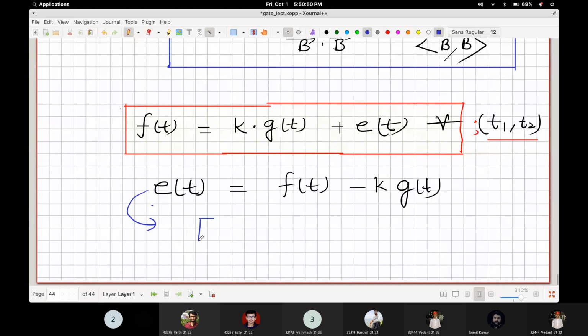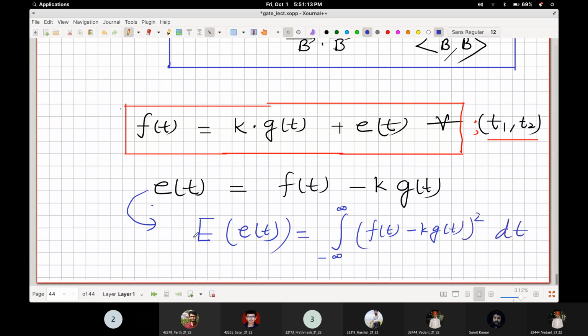So we can find the energy of this e(t), and what that is going to be, integral from t1 to t2, and this will be mod of e(t) whole square. So it will be basically f(t) minus k g(t) whole square dt, isn't it? This is E of e(t), and we want to minimize it. तो minimize करने के लिए क्या किया जाता है? How to determine minima and maxima?